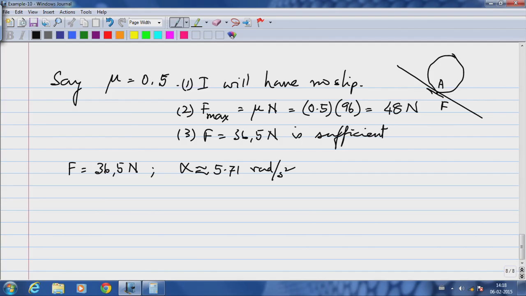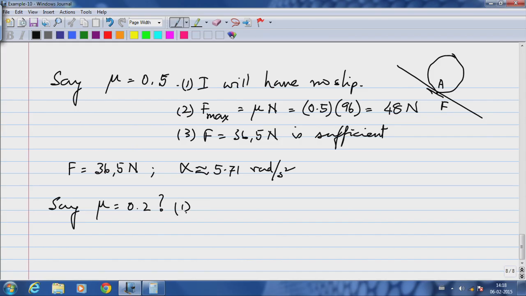Okay. So, if I now take for this case mu to be 0.5, I will actually only need 36.5 newtons to sustain no slip, and the friction force at the point of contact, even though it can be as high as 48 newtons, will only take on a value of 36.5 newtons, and alpha would be 5.71 radians per second squared. Now, say mu is 0.2, then what happens?